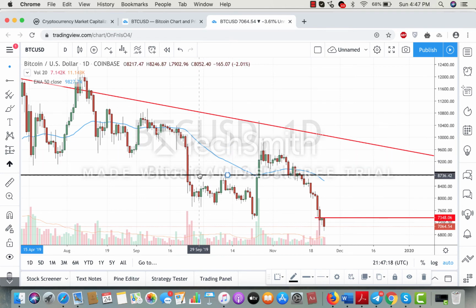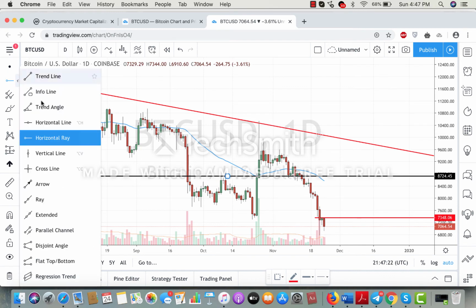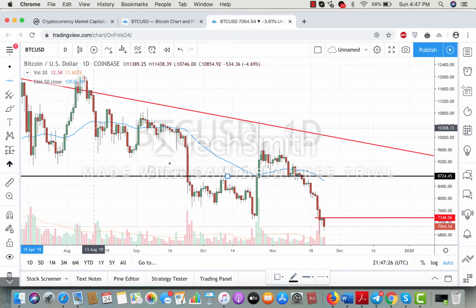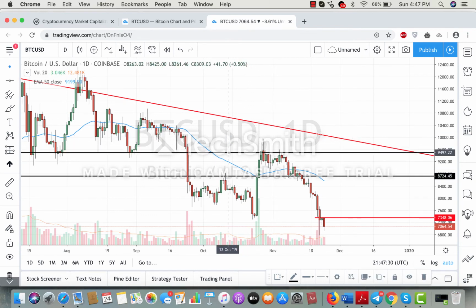So this can probably be our first target, and then the second target obviously is our... where's my horizontal line? Yes. So the next one is here around 9,500 to 10,000, right? So that's the first target, and the second target towards the upside.